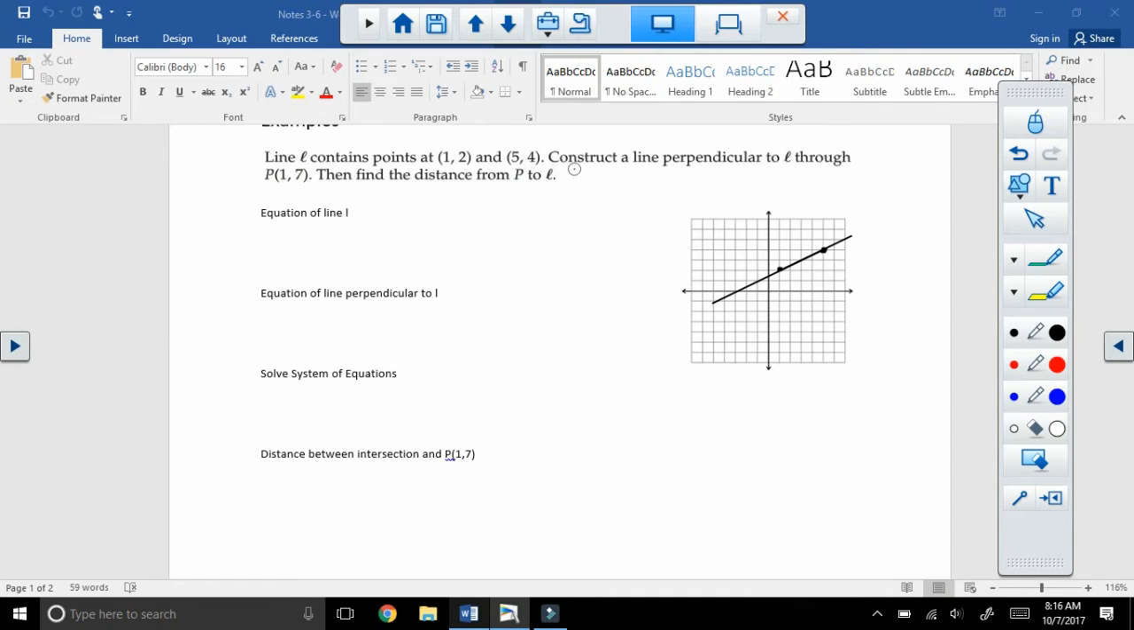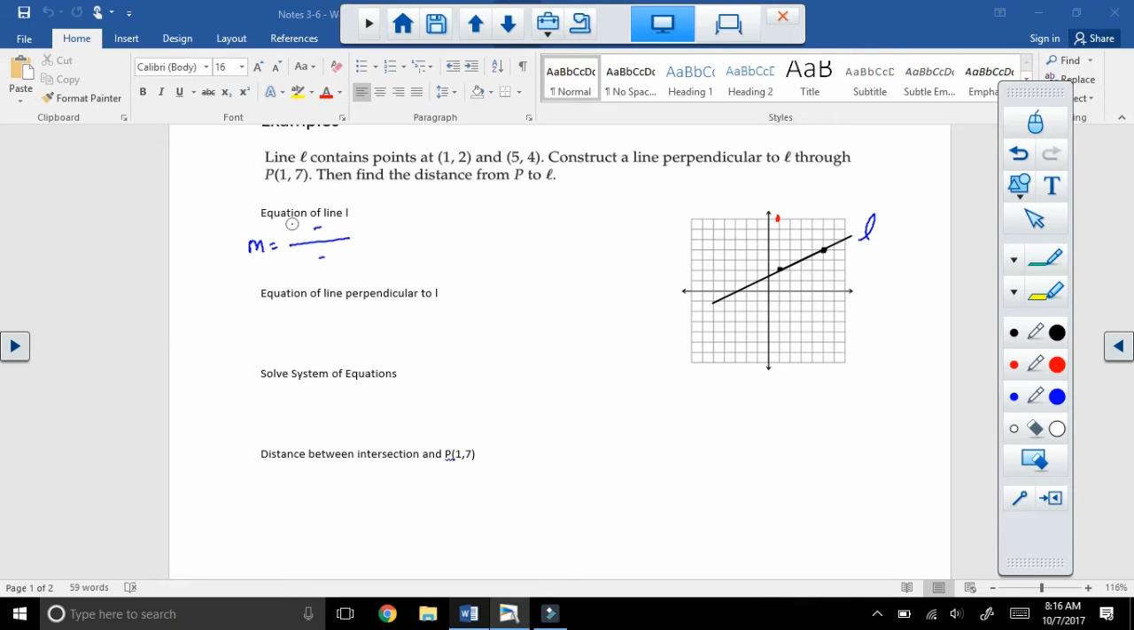Then it says we want to construct a line perpendicular to L through point P, which is at (1, 7). So 1, 2, 3, 4, 5, 6, 7. (1, 7) is up here. I want this line to be perpendicular, and it's not okay to just guess at what that is. We really need to make sure that we have it exact. So first I'm going to write the equation of line L, and I'm going to find the slope of that line.